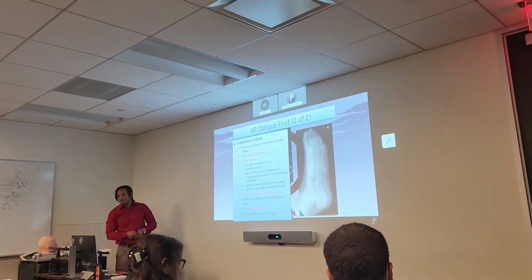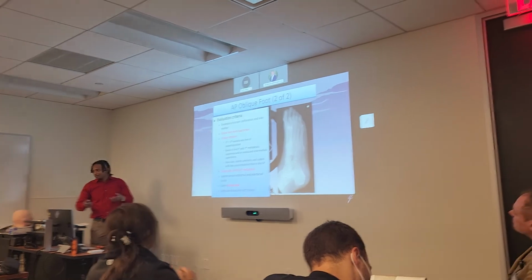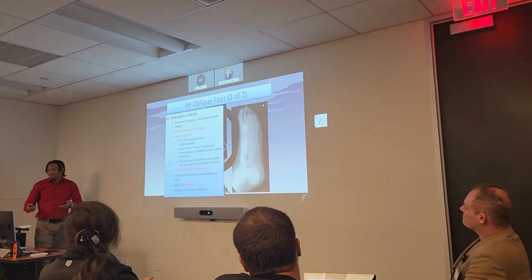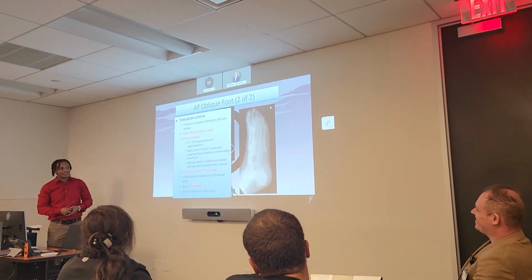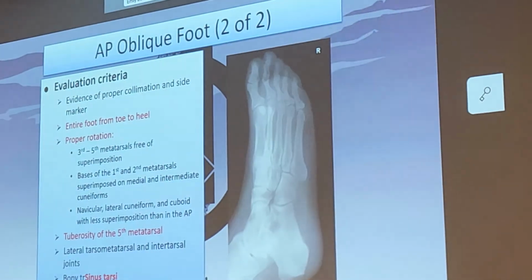What is this called? Reciprocity. Or the tuberosity of it. More confidence? Come on, you know it. I know you guys know it. Calcaneus. Yeah, tuberosity of the calcaneus. Okay.